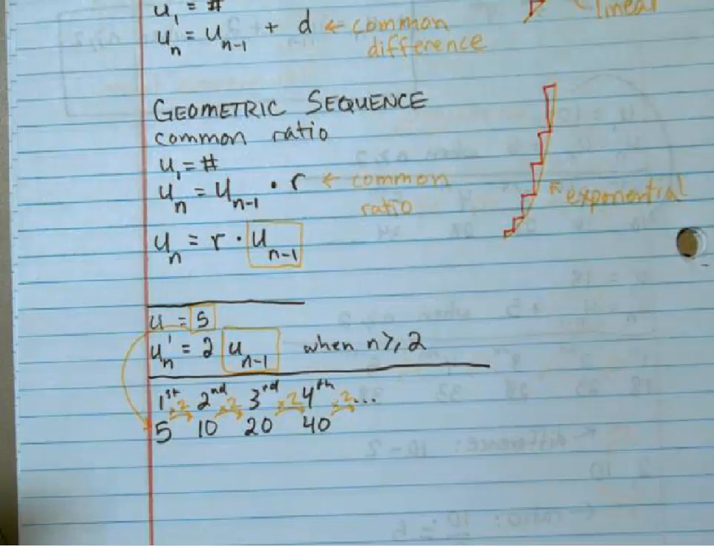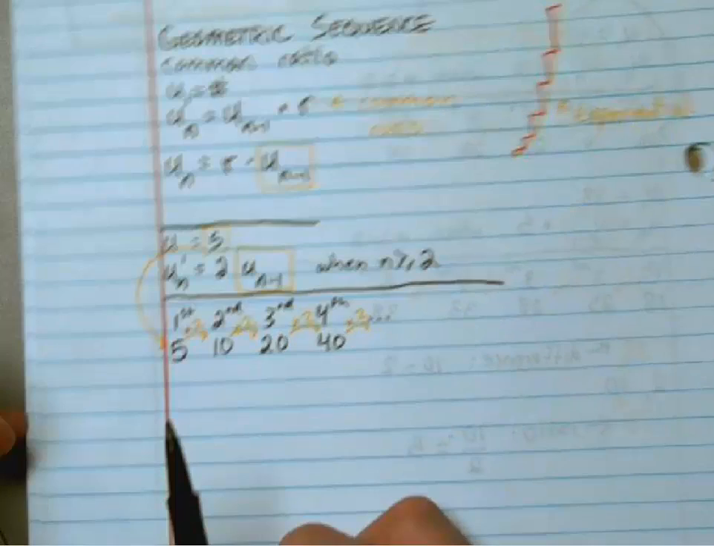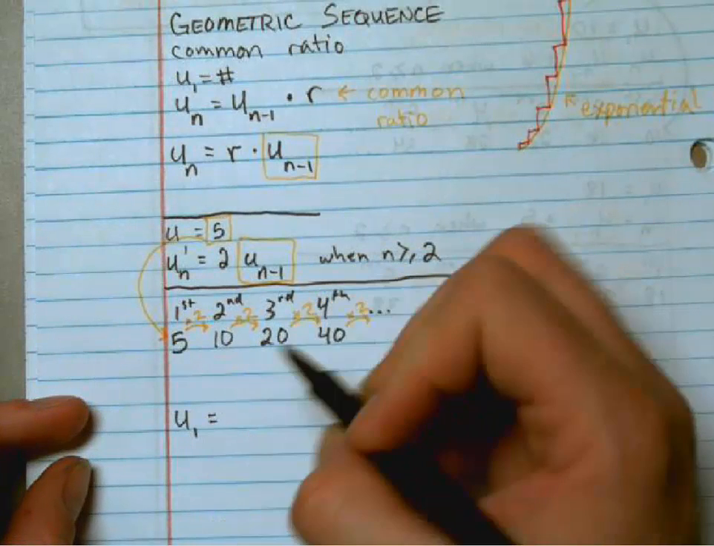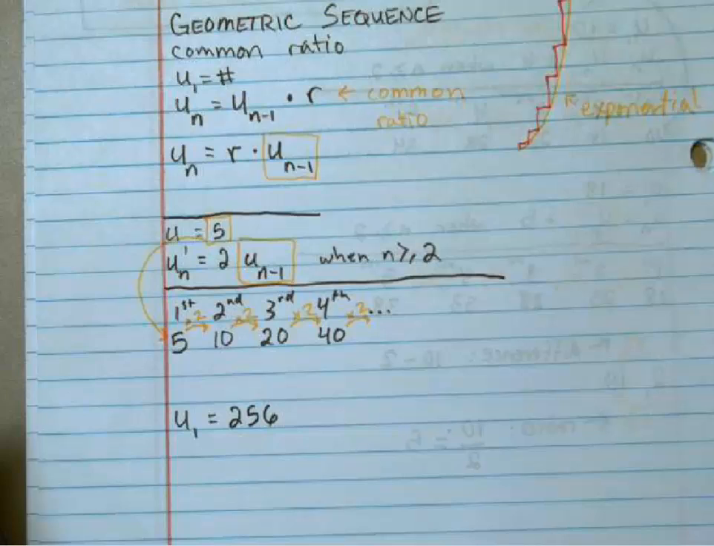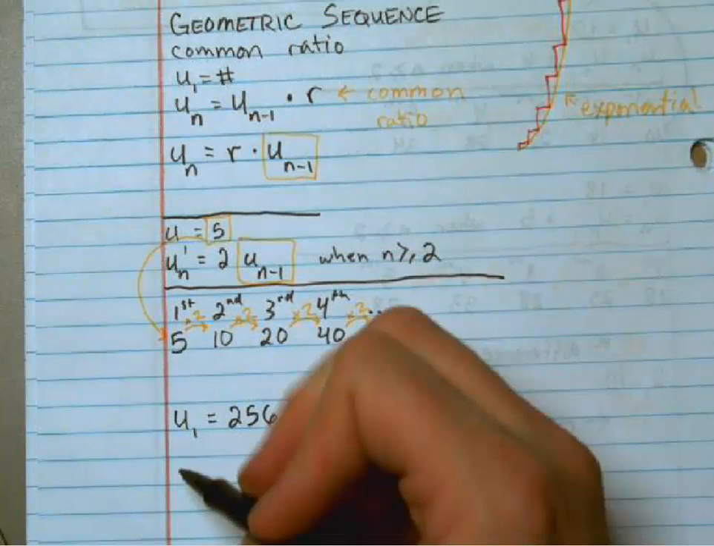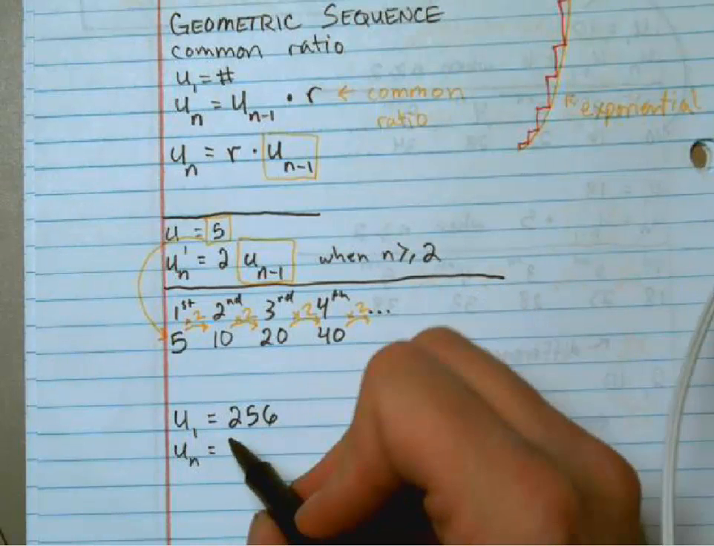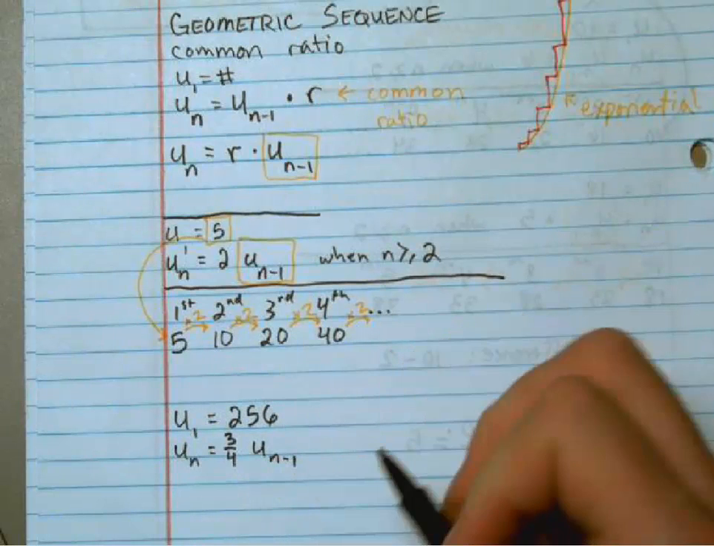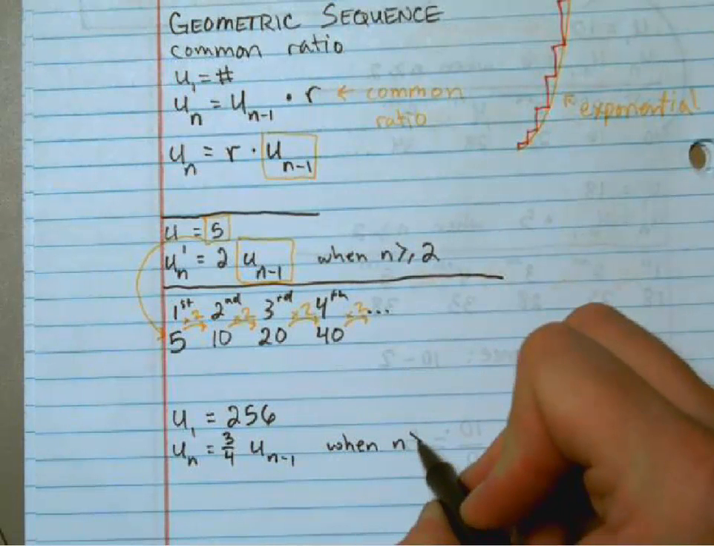Geometric sequences have numbers that grow quickly, or can grow quickly. But they can also shrink. Let's look at one where they shrink. U sub 1 is 256. U sub n is equal to 3/4 times u sub n minus 1. And we use this rule when n is greater than or equal to 2.